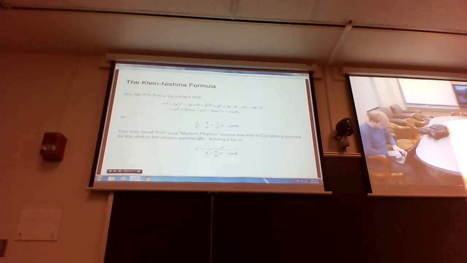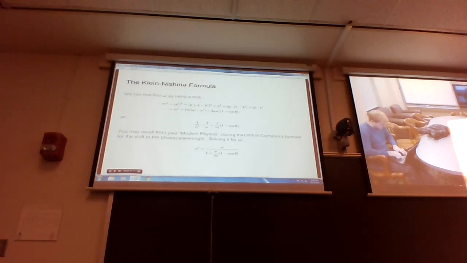And so if you remember back to your modern physics class, or whatever class you took, where you first start to encounter this 20th century physics, you might remember this. It's called Compton's formula. So that's that. And Compton came up with it in a very different way. We're getting to it from quantum field theory.